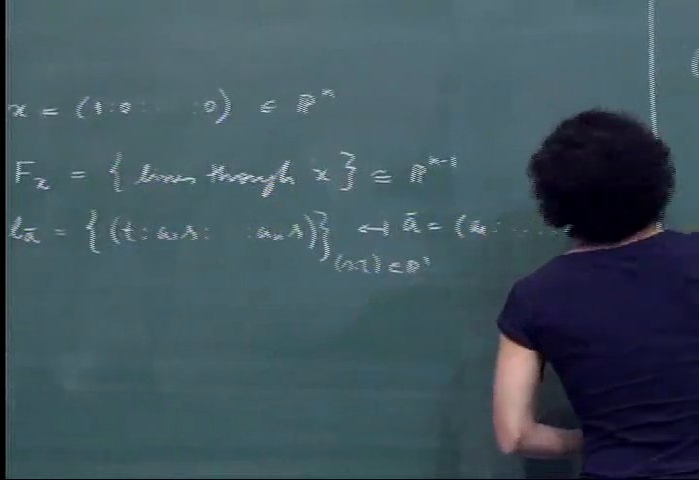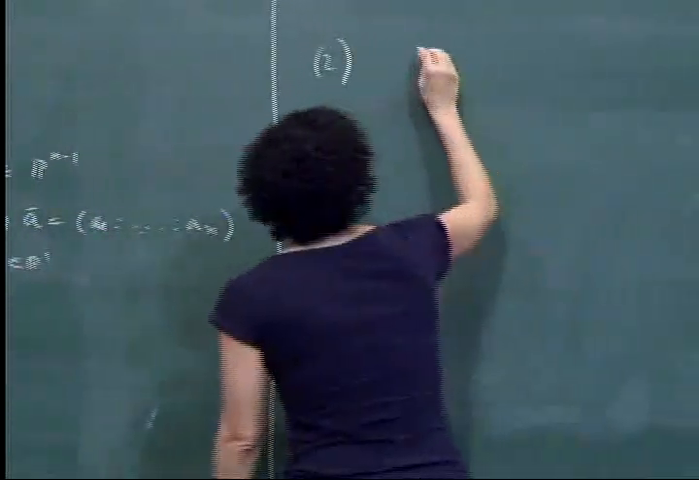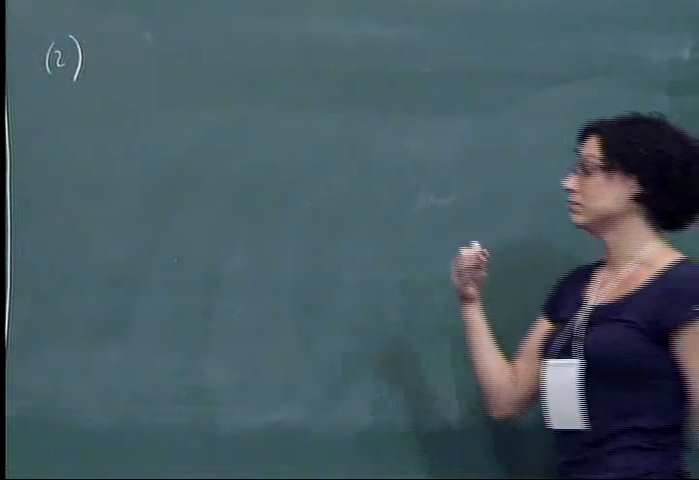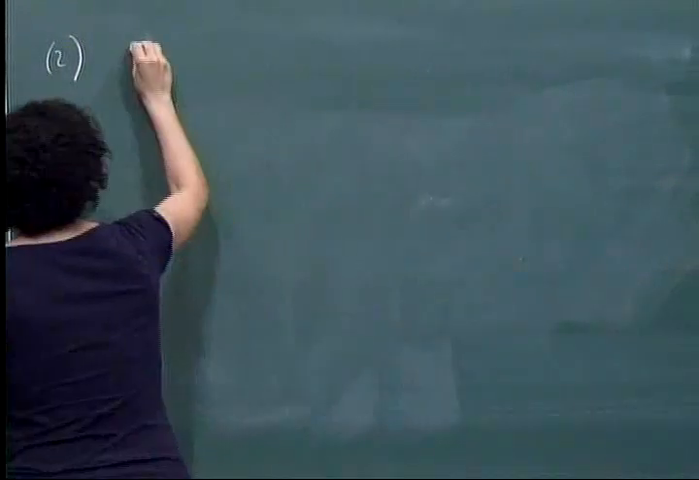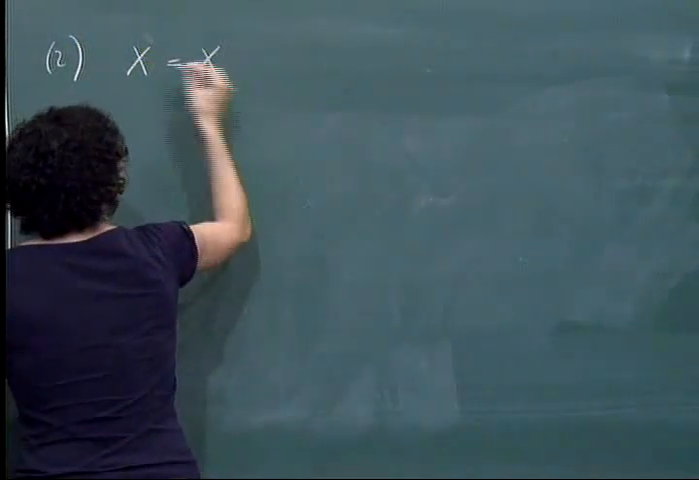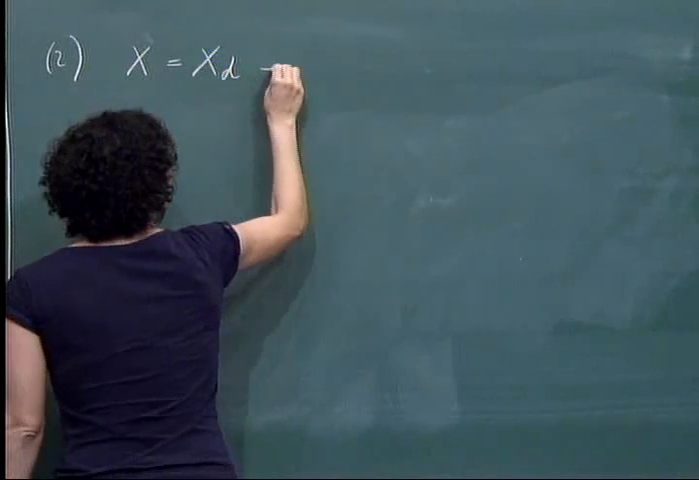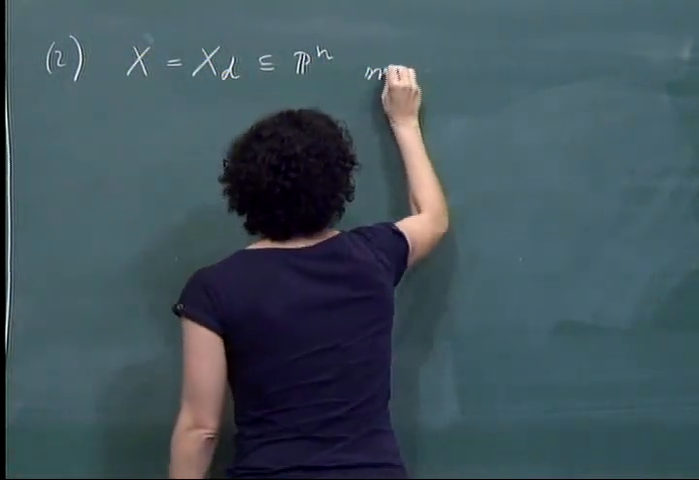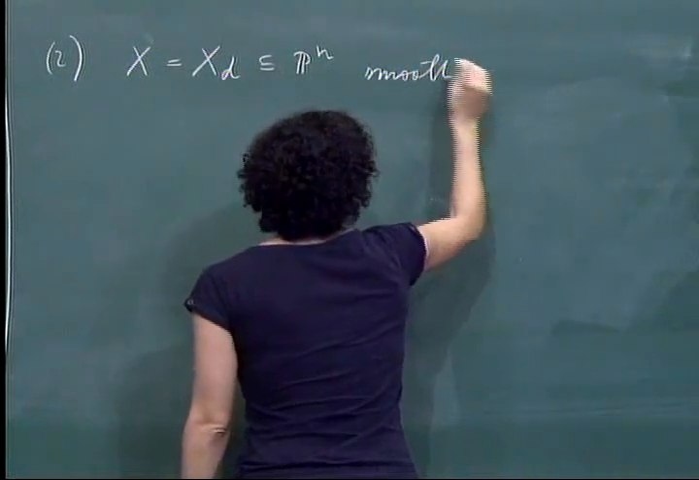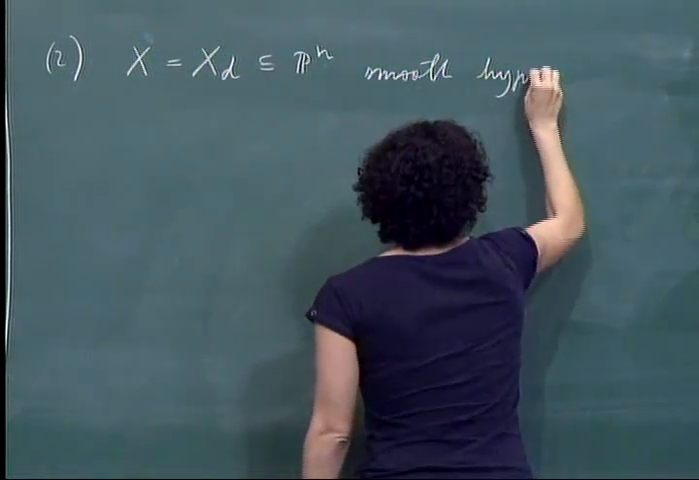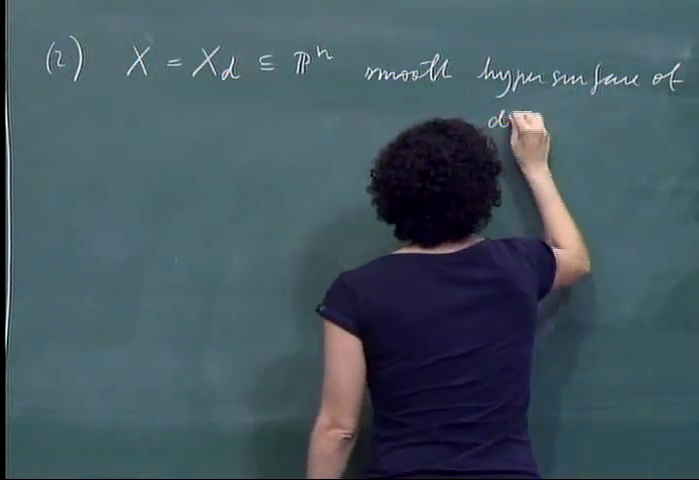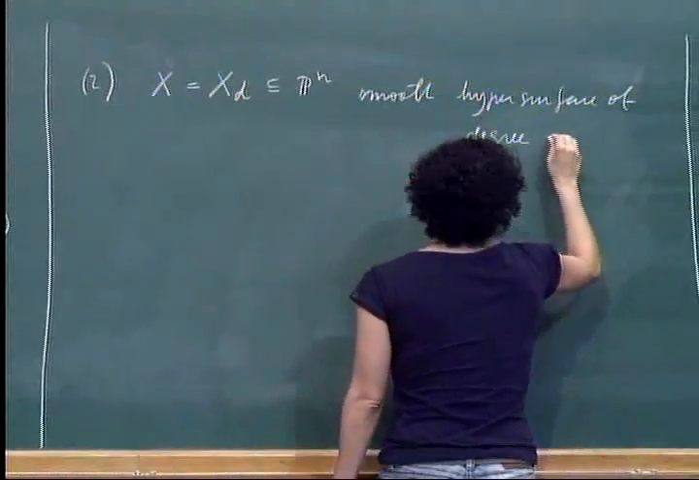And let me move to the next example, which is the next simplest example of a projective variety, a hypersurface in P^n. So let me denote by X in P^n a smooth hypersurface of degree d.